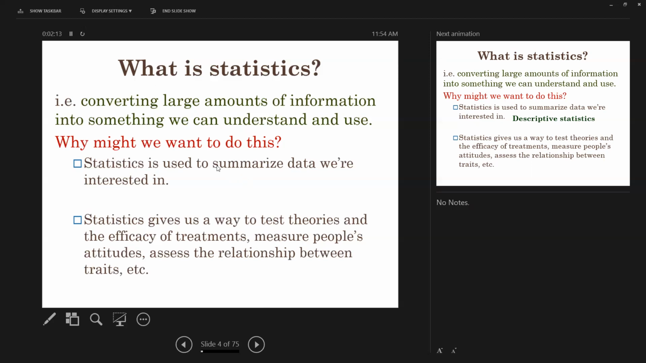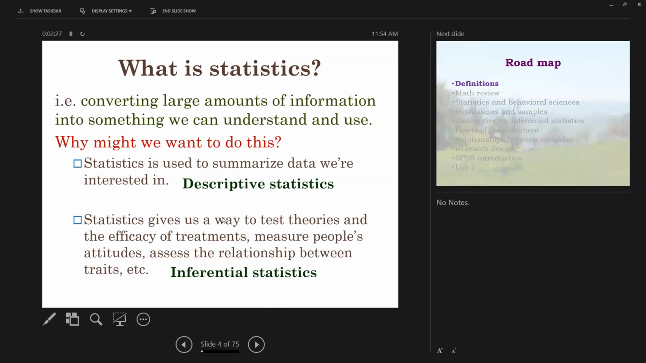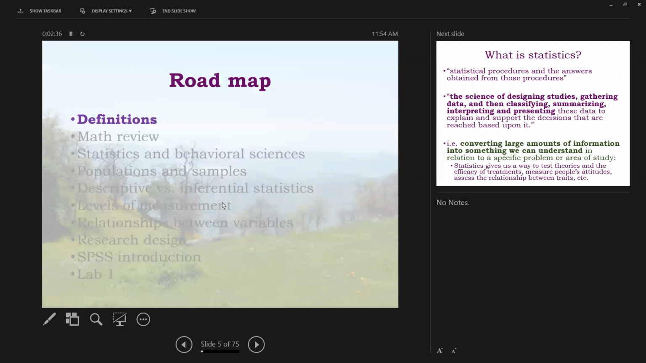At this level, we're just going to worry about summarizing data and testing hypotheses at a most basic level, okay? So descriptive statistics refers to that first function, summarizing data. Inferential statistics is what we're talking about when we are testing theories and hypotheses, and we'll get to that in a minute. All right, so we are going to start with some definitions.